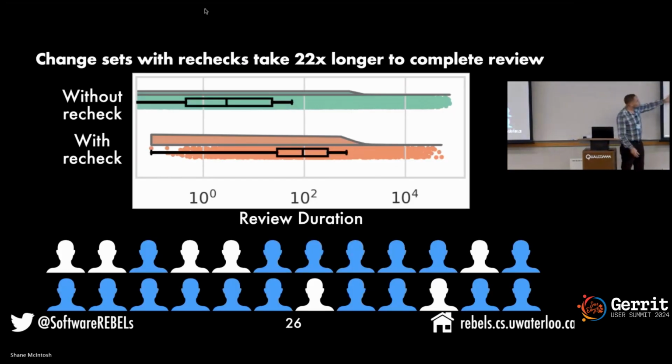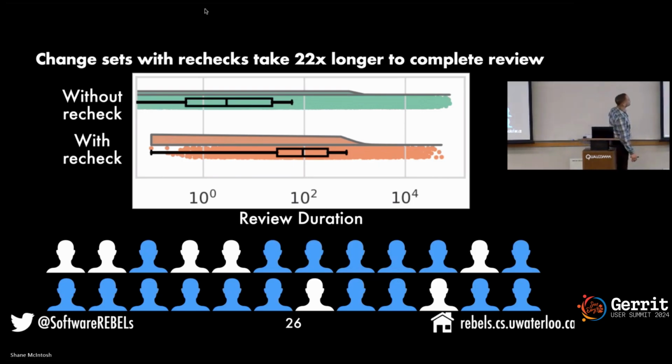What we're showing you here is the cost for developers, like how much time is wasted by these rechecks. And what we show here are change sets at the top in green without rechecks. How long does it take in terms of the duration of the review? And this is a logarithmic scale. So, 10 to the power of 0, we're at 1, we're at 100, so on, right? Okay.